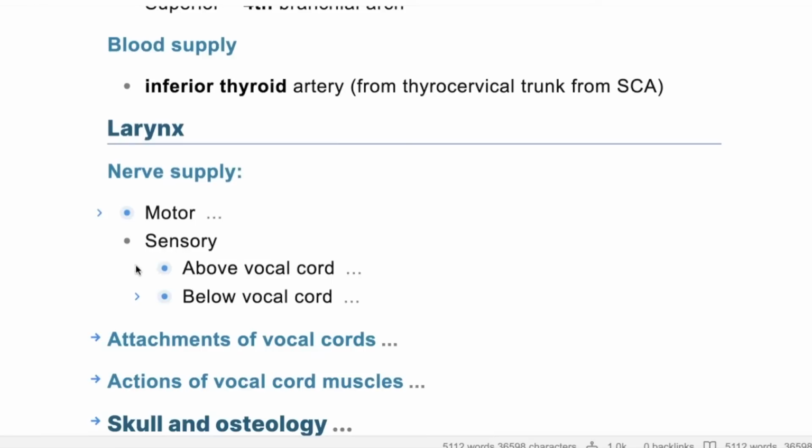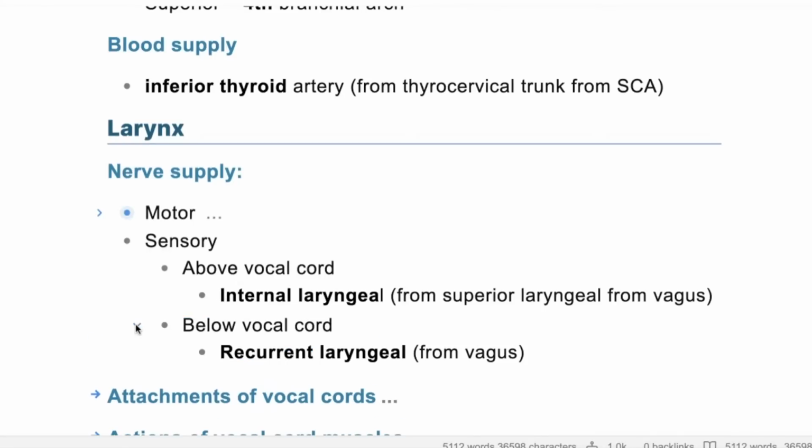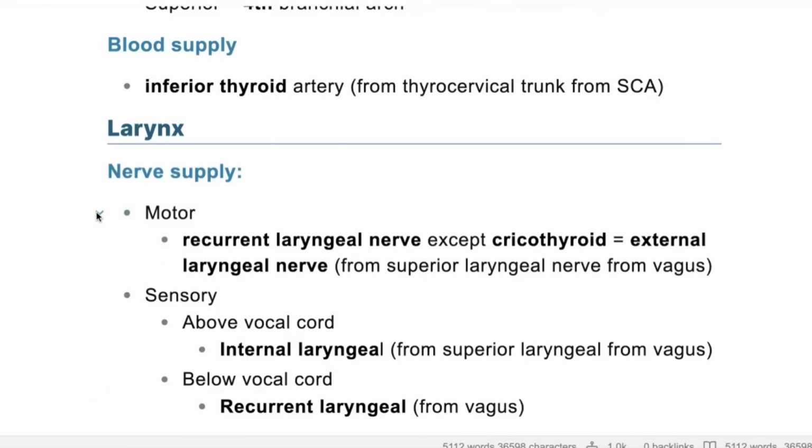Above the vocal cord, I remembered it will be the internal laryngeal nerve, and below the vocal cord will be the superior laryngeal nerve. Below the vocal cord is the recurrent laryngeal nerve. What about motor supply? We're going to divide it. All the muscles are supplied by the recurrent laryngeal, except the cricothyroid muscle, which is supplied by the external laryngeal nerve.